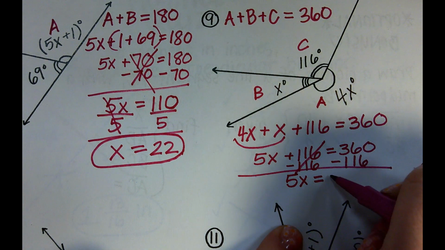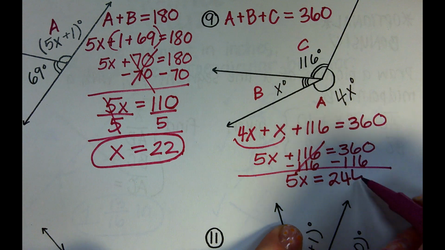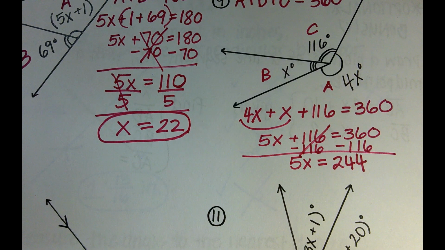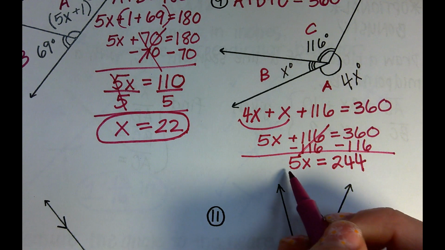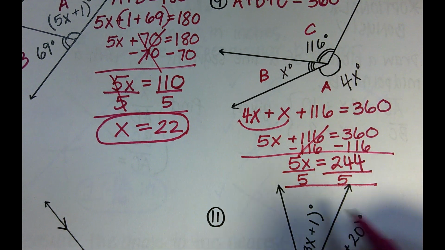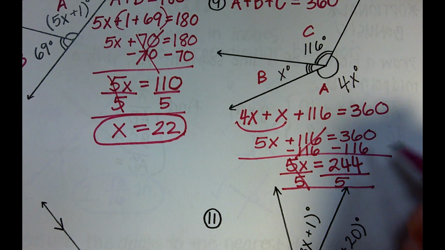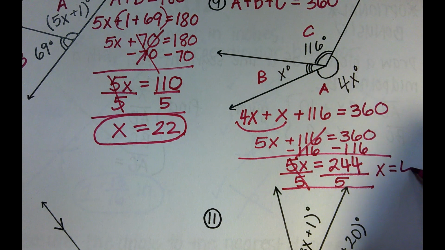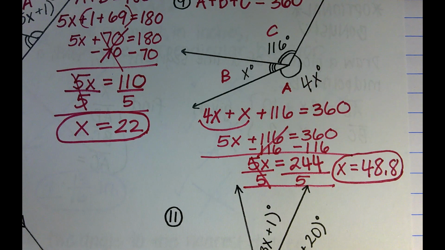244, is that what you said? Yes, perfect, 244. And it looks like we're going to get a decimal in our answer, but that's okay. What's our last step? Divide by 5 on both sides. We're going to get x equals 48.8. Perfect.